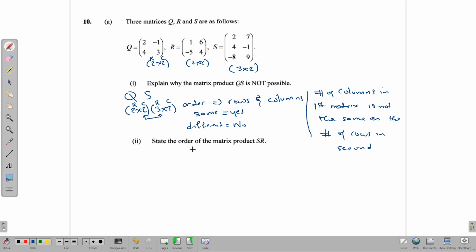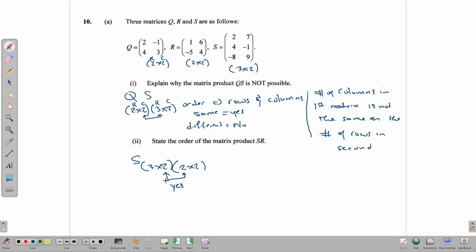So we should state the order of matrix SR. So let's write down matrix S. Matrix S is 3 by 2, and matrix R is a 2 by 2. Now again, let's check it. So the inside numbers, as we mentioned, if you check the inside numbers, row, column, row, column. So the number of columns in this is the same as the number of rows in that. That's a yes. So it means that you can multiply them.